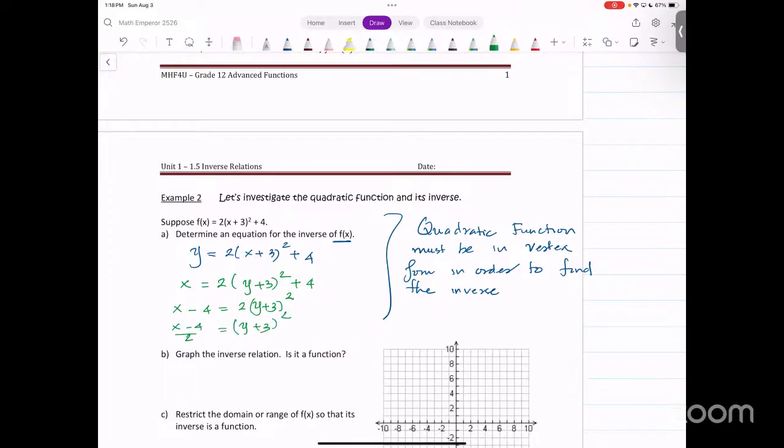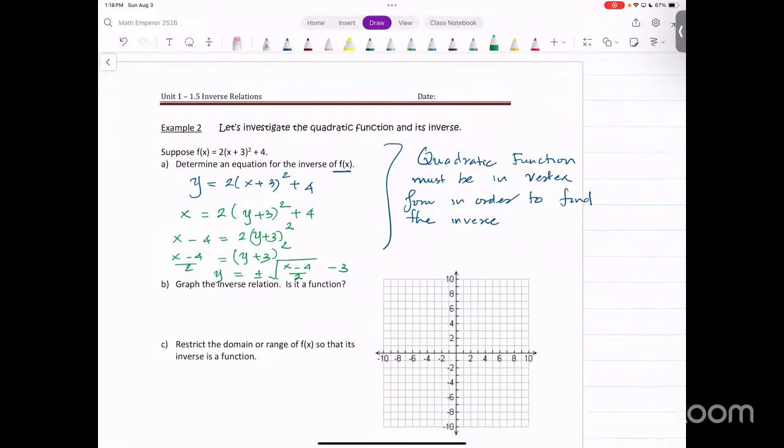Then we have to take the square root. Plus or minus the square root of x minus 4, divided by 2, and then minus 3. Now the question is asking to graph the inverse relation. Is this a function? How do I graph the inverse relation?